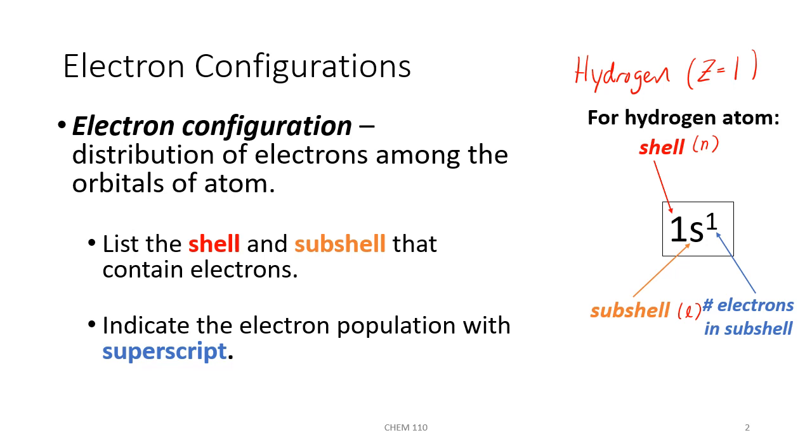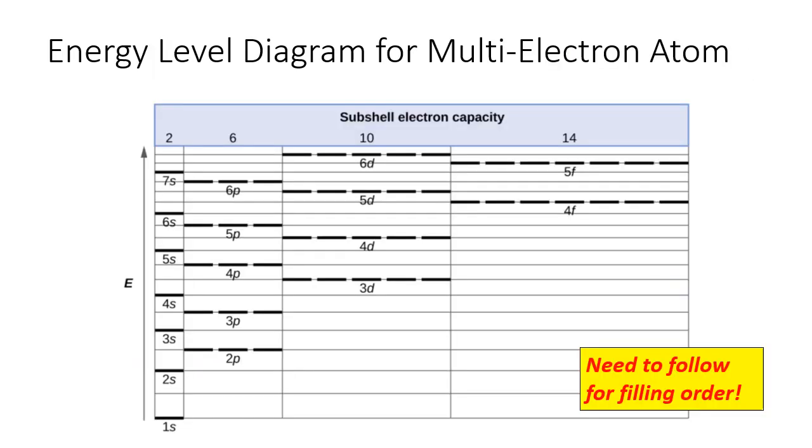This configuration of 1s1 represents something called the ground state electron configuration. The ground state is the lowest energy configuration that we can write for a specific element. To arrive at the electron configurations of another element, we have to imagine that starting after hydrogen, we add 1 proton to the nucleus each time and 1 electron to orbitals outside of the nucleus.